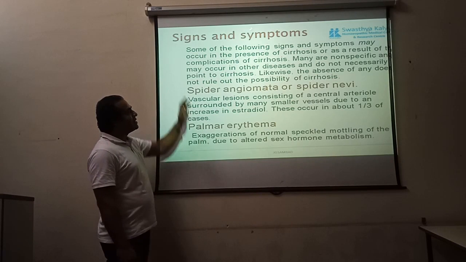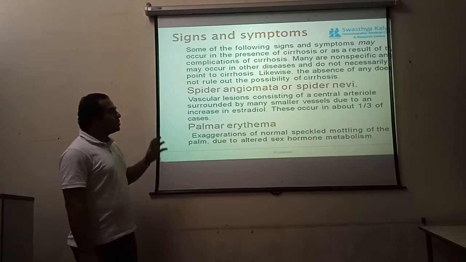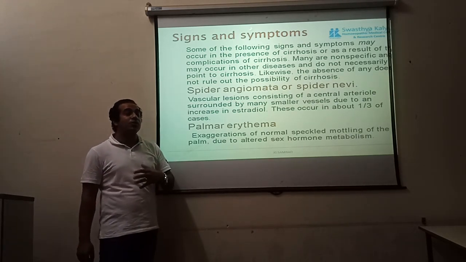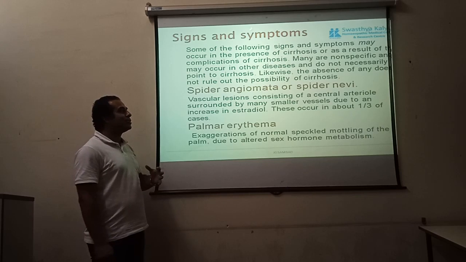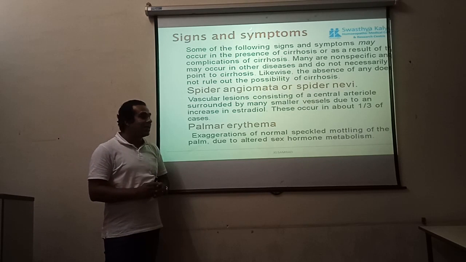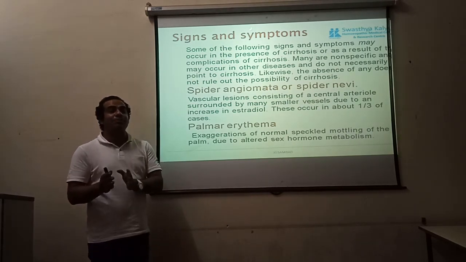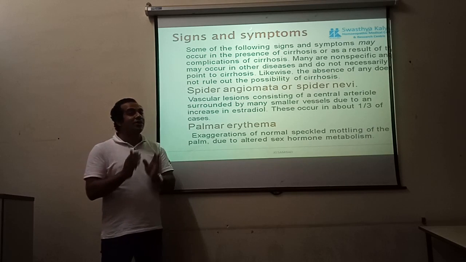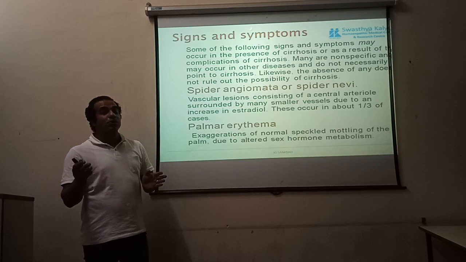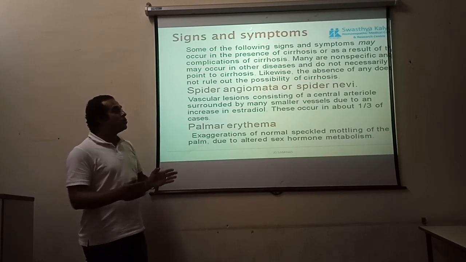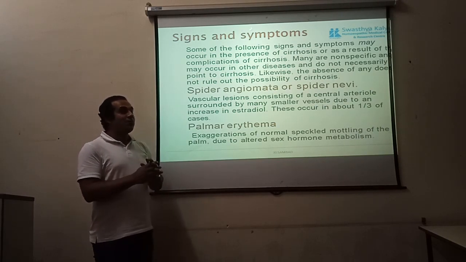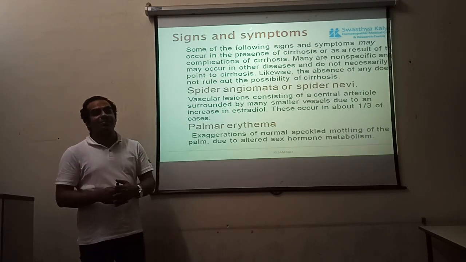Now, discussing the signs and symptoms of liver cirrhosis, the most important thing is to understand that these signs and symptoms are not associated only with liver cirrhosis, but can also be associated with certain other diseases. The presence or absence of a particular sign and symptom is not confirmatory that it occurred only due to liver cirrhosis, but it can be present due to some other disease also. So we have a long list of signs and symptoms, and we will discuss one by one what their importance is and how these signs and symptoms appear.